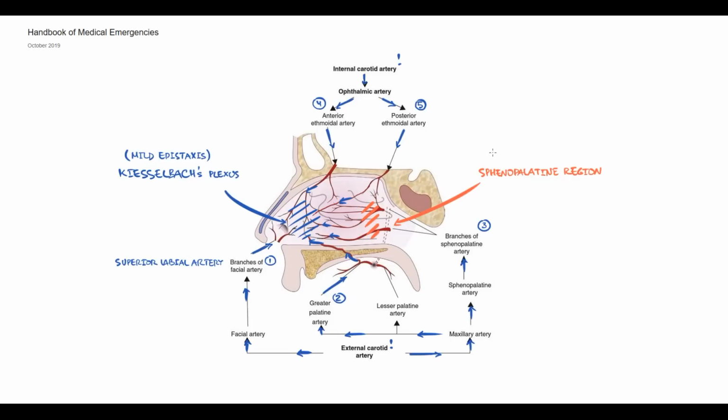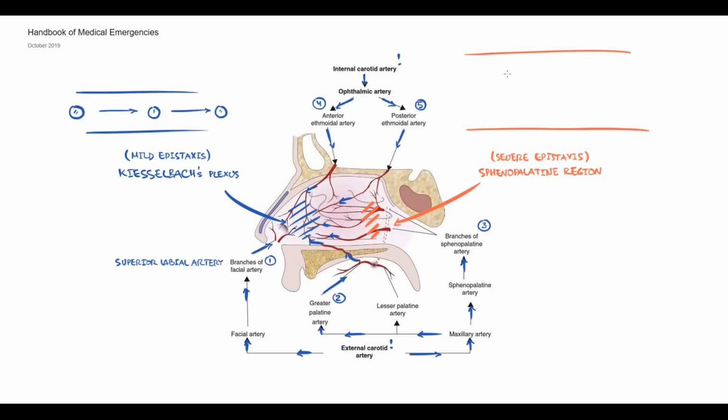In contrast to this, epistaxis from the posterior sphenopalatine region tends to be more severe, often profuse, and difficult to localize. But why in the first case is epistaxis mild, and in the second case severe? To explain this, let's depict blood vessels of Kiesselbach plexus and blood vessels of the sphenopalatine region. Because Kiesselbach plexus is formed by terminal branches, blood vessels in the plexus are more narrow compared to the sphenopalatine region.